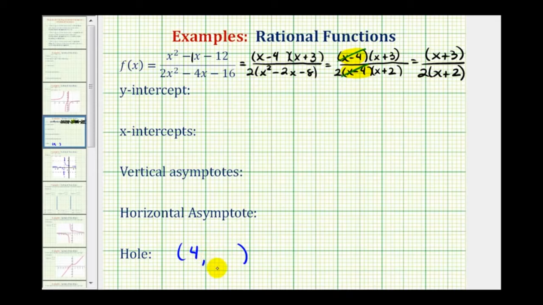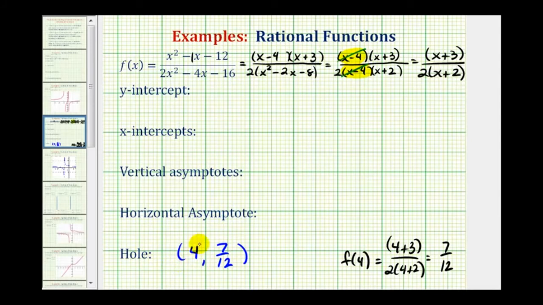Now, to determine the y-coordinate of where this hole will be, we can now evaluate the simplified function at x equals 4. So f of 4 of the simplified function would be 4 plus 3 divided by, we'd have 2 times 4 plus 2. This is going to be 7. This will be 6 times 2, or 12. So there'll be a hole in the graph at the point 4, comma 7 twelfths.